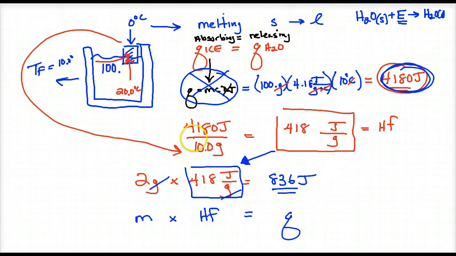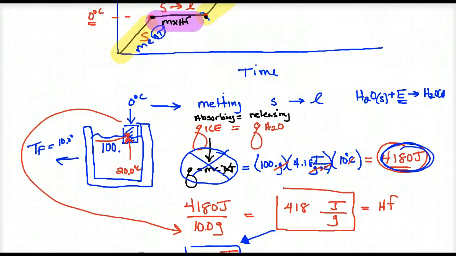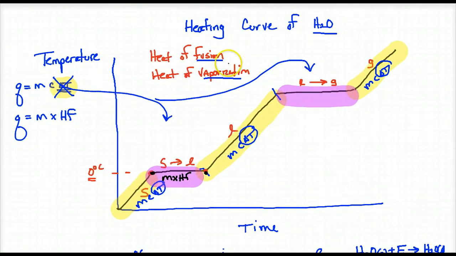Grams of not the ice but the steam, and we would come up with a value of joules per gram, and we'd call that heat of vaporization. So this would be mass times heat of vaporization. And these two standards are specifically for water. And we have them written down for you in your reference table.